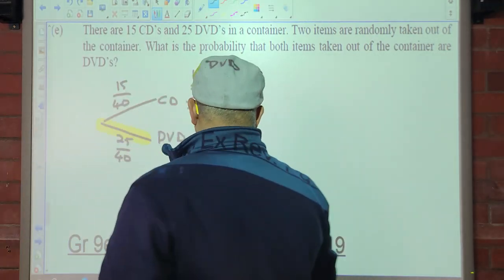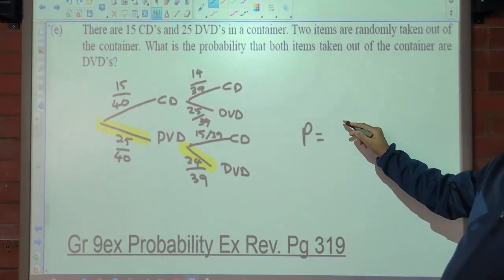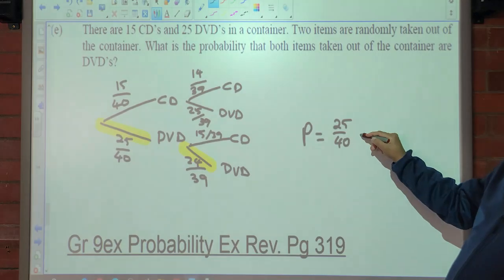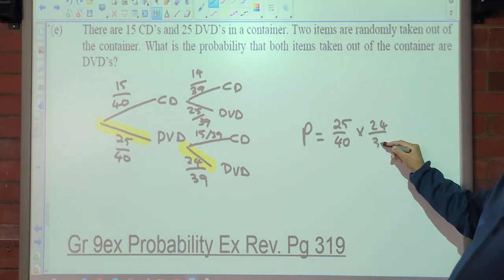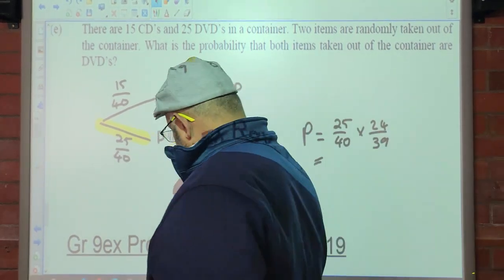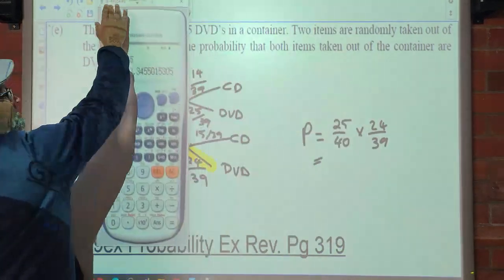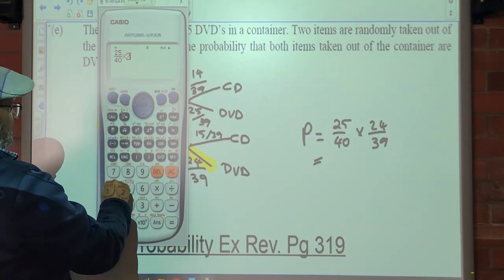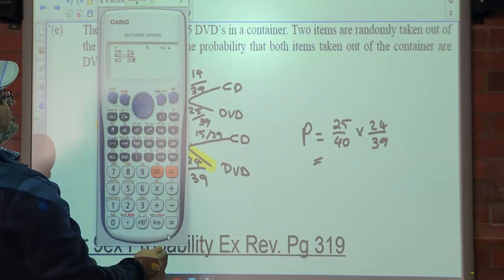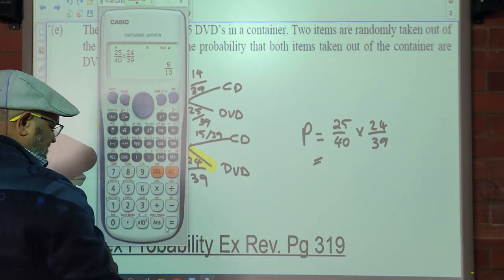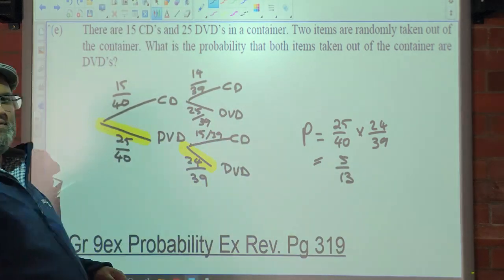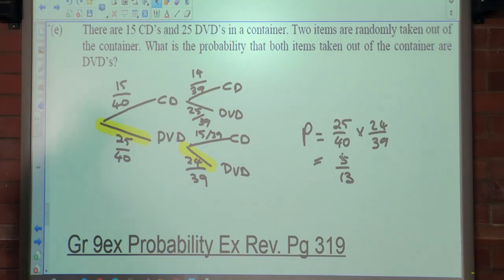So the probability would simply be 25 out of 40 multiplied by 24 out of 39. That gives me 5 out of 13. Is that correct? Right.